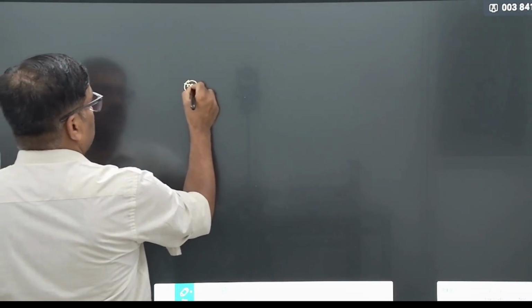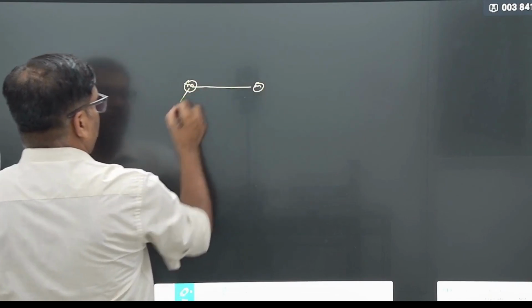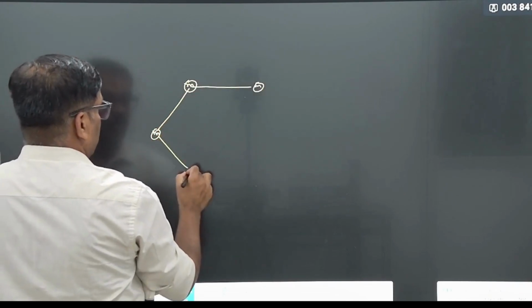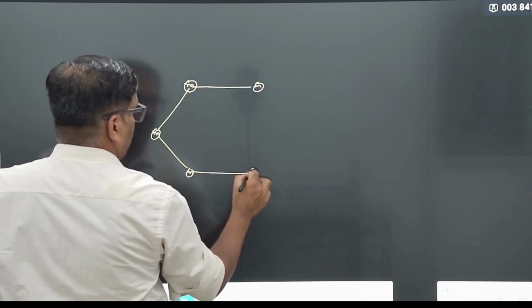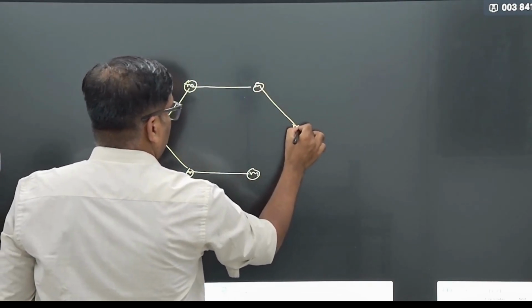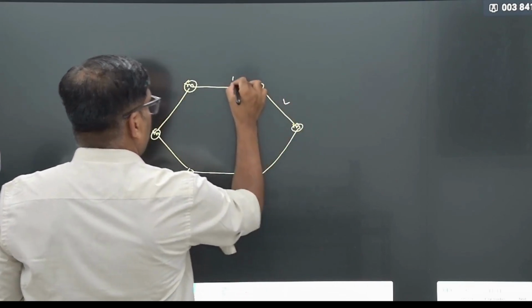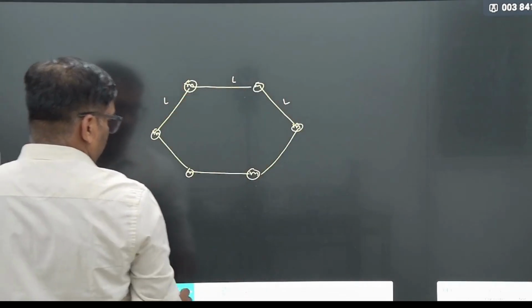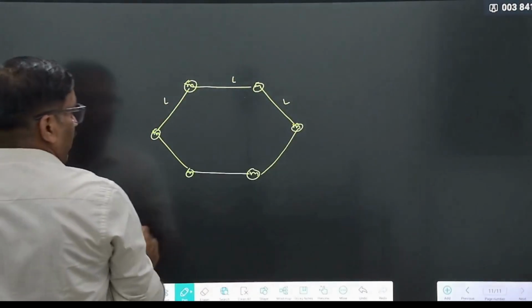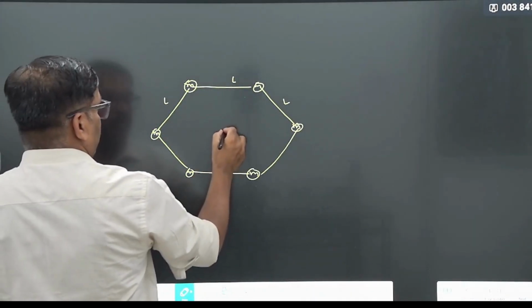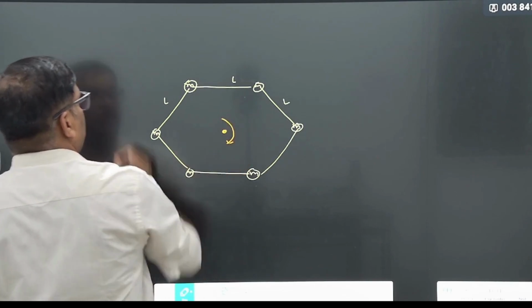One more question here. Suppose these are all masses which are kept at the corners of a regular hexagon, right? This is L, L and L. So we want to calculate the moment of inertia about an axis passing through the center of this one, where the diagonals intersect.